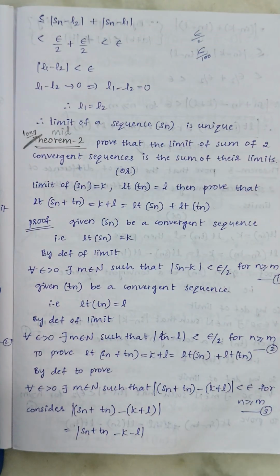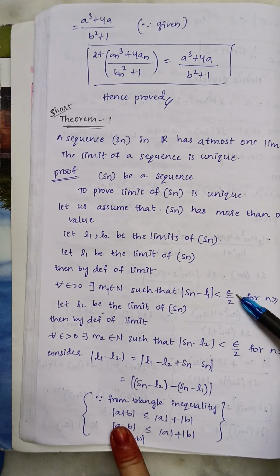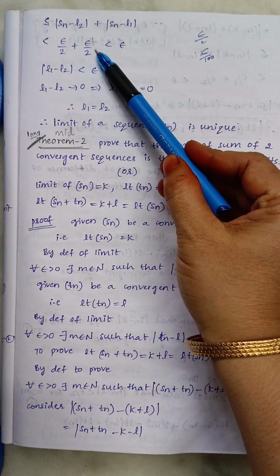Epsilon is a small value, so instead of epsilon by 2 we could take epsilon by 3, and it will become an even smaller value. According to our convenience, we can take epsilon by 2 here. That's why we are taking epsilon by 2 and epsilon by 2. So this is nothing but epsilon.